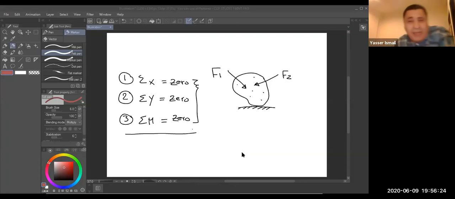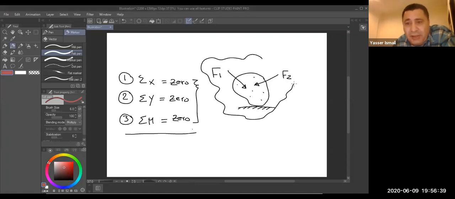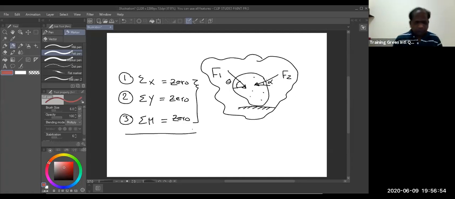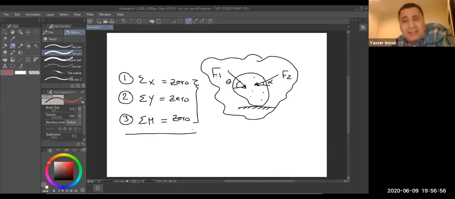Right. Let us talk again. If we are calling now a body is under equilibrium, what does it mean under equilibrium? I have a particular body like this body. This is the body I'm talking about. And this body is exposed to F1 as a force and F2 as another force. This force is inclined with theta, and this one with alpha. And I said this body is under equilibrium state.